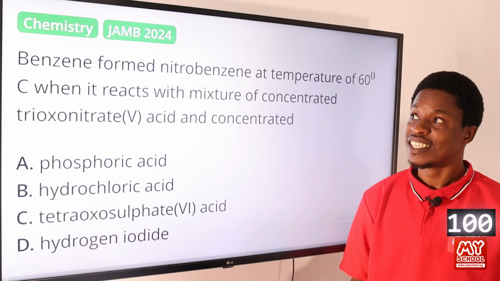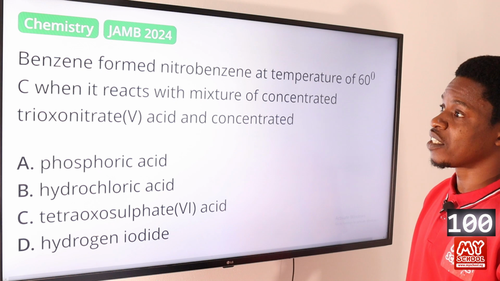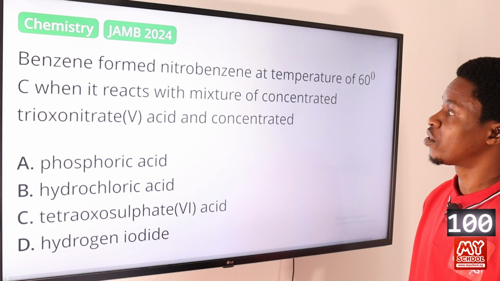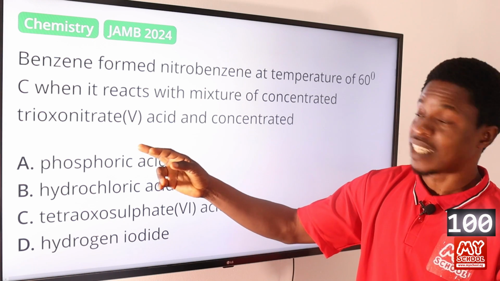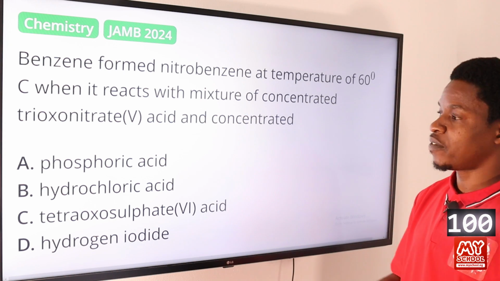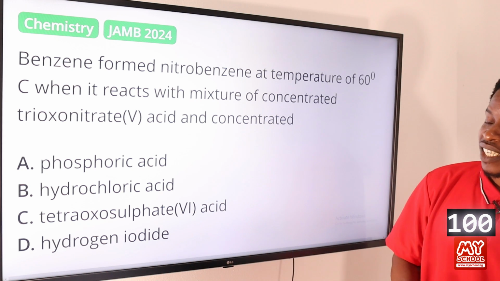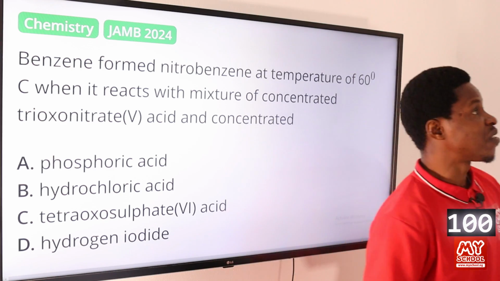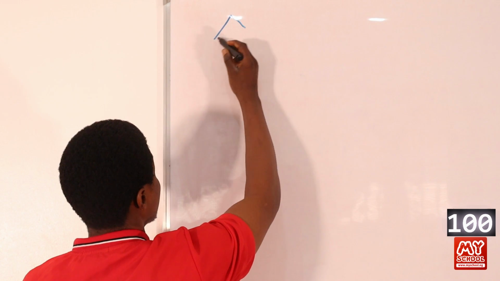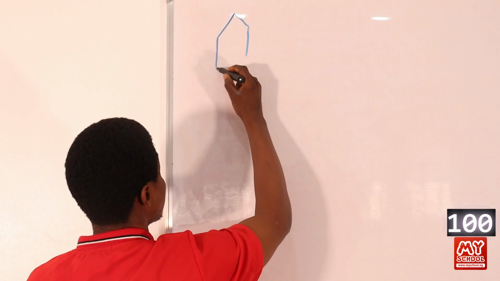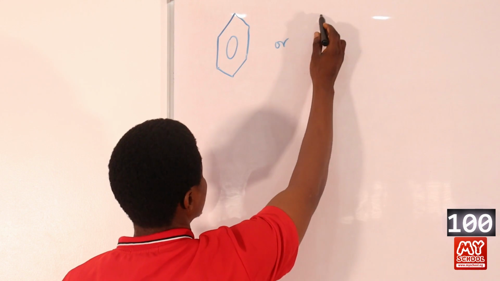Question 100. Benzene forms nitrobenzene at a temperature of 60 degrees Celsius when it reacts with a mixture of concentrated trioxonitrate 5 acid, that's the nitric acid, and concentrated what? Is it phosphoric acid? Is it hydrochloric acid? Is it tetraoxosulfate 6 acid? Is it hydrogen iodide? Let's look at the diagram. Don't forget that your benzene, according to Kekulé, you can have it drawn this way, either this way, or we just draw it like this.